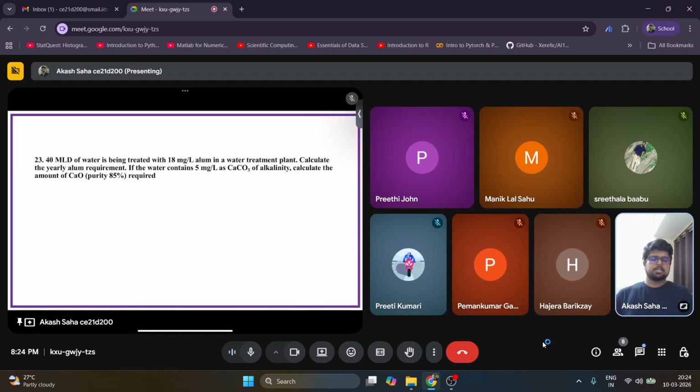Okay, another numerical. 40 MLD of water is being treated with 18 milligram per liter of alum in a water treatment plant. Calculate the yearly alum requirement. If the water contains 5 milligram per liter as CaCO3 of alkalinity, calculate the amount of CaO of 85% purity required. So try to solve this. I'll wait for some time. It's a subjective problem, so it will take some time, but please try. Then we will discuss how to solve this.